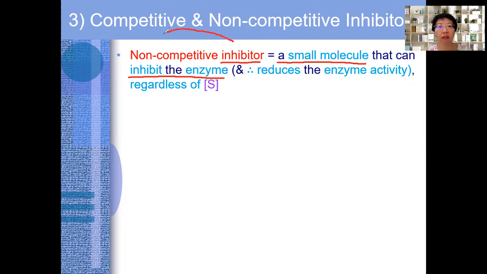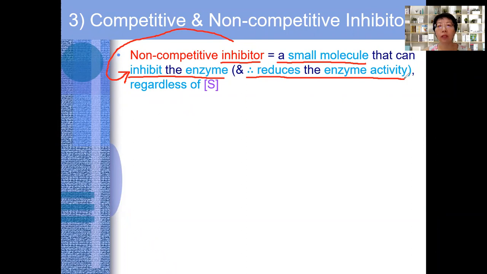But to inhibit an enzyme is for you to learn, but sometimes the examiner will not accept this because they will say that you didn't explain the word inhibit. So then what do you mean by that? It reduces the enzyme activity.